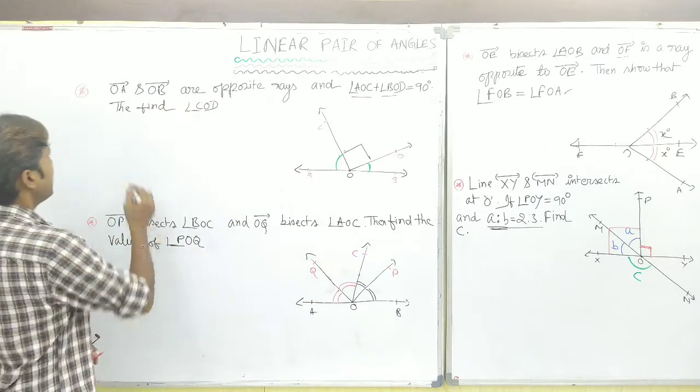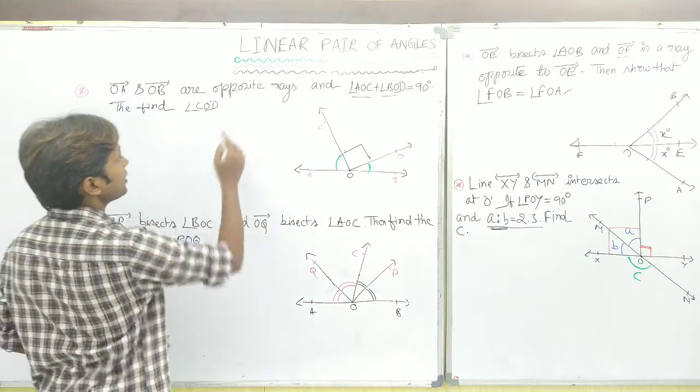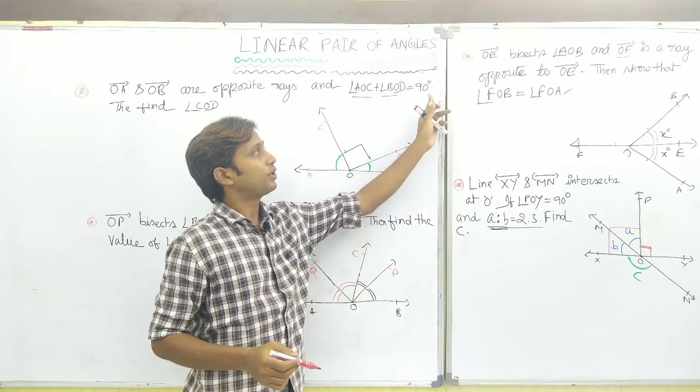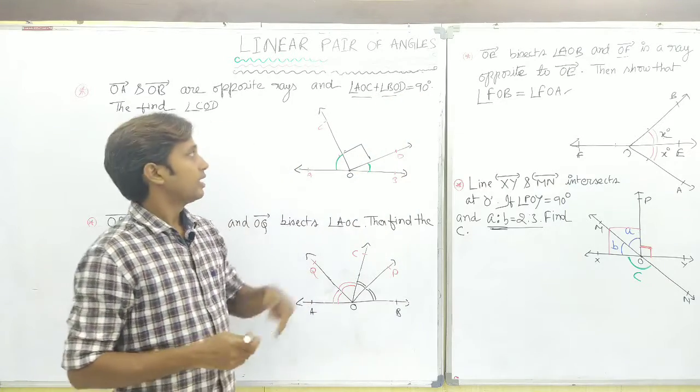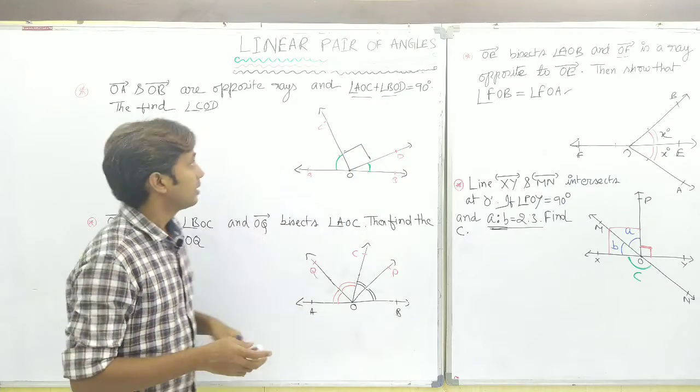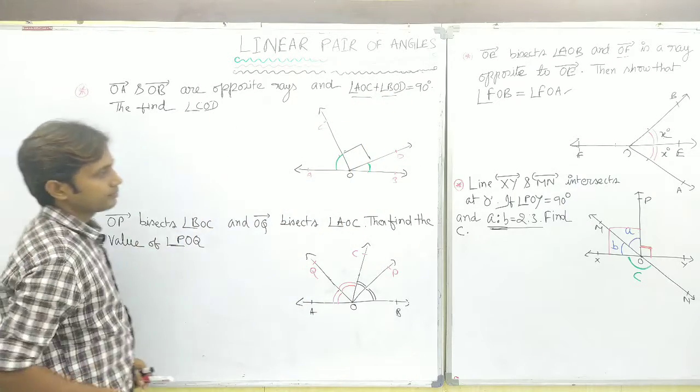So now let us start this problem based on this linear pair and straight angles. As you see, OA and OB are opposite rays and angle AOC plus angle BOD equals 90 degrees. Then find out angle COD.